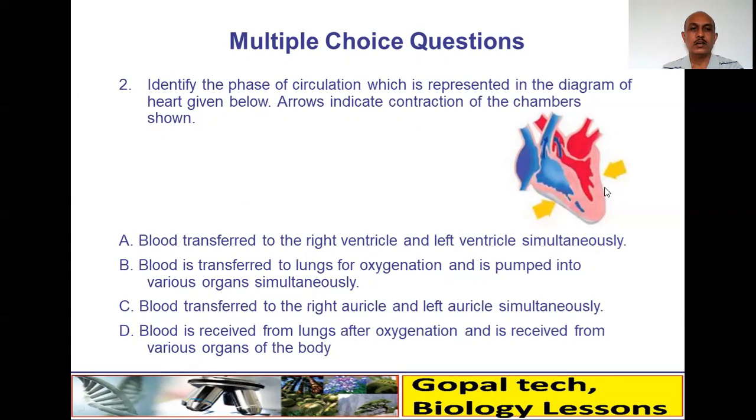Yes, the correct answer is B. Blood is transferred to the lungs for oxygenation when these ventricles are pumped, and the left ventricle will pump the oxygenated blood to all body parts simultaneously. So this is contraction of ventricles.